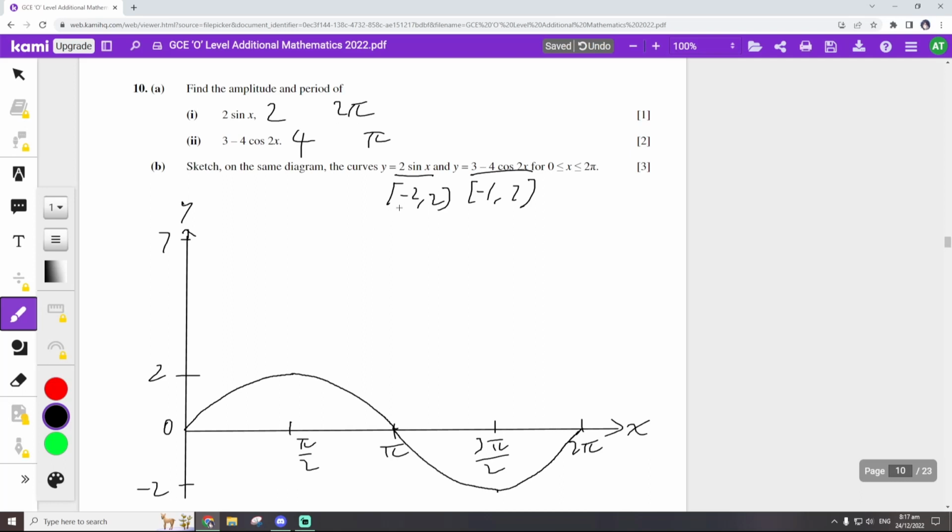Then 3 minus 4 cosine 2x. So cosine normally starts at its highest point, so 4. 3 minus 4 is minus 1, so minus 1 is over here, so it starts here. Normally it starts decreasing, but here it's negative, so it will actually increase instead. And it will head up to its maximum point. At pi over 2, it will actually head to its central point, which is like 3, right? So if you want, you can put a 3 here, so that you can give yourself a guide as to where the cosine should go.